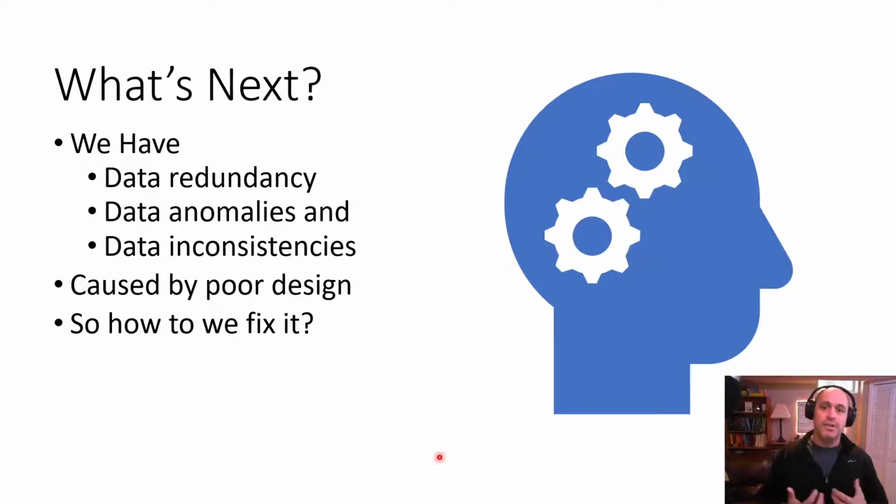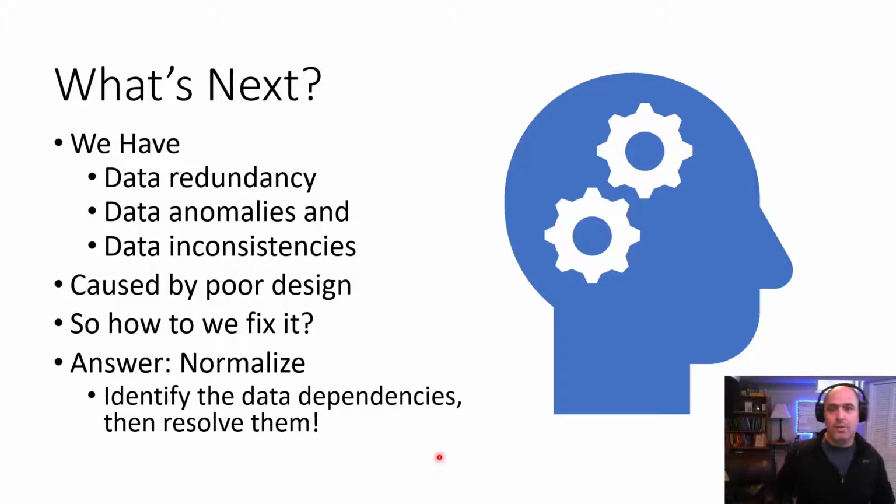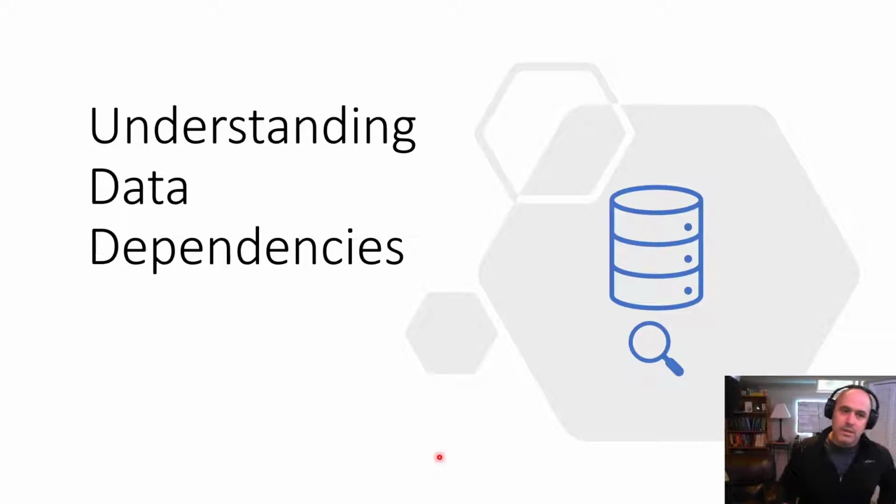Okay, there's another way to do this where it's too late for that. You already have data, and you just want to improve the data you have. This is called normalizing. And when we normalize, we identify the data dependencies, and we resolve them. So the key step in normalization is to understand the data dependencies. And this is a fairly trivial process. It requires a little attention to detail, but it's not something that is beyond anyone's grasp.